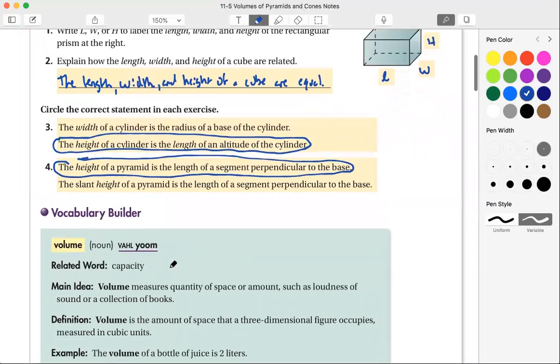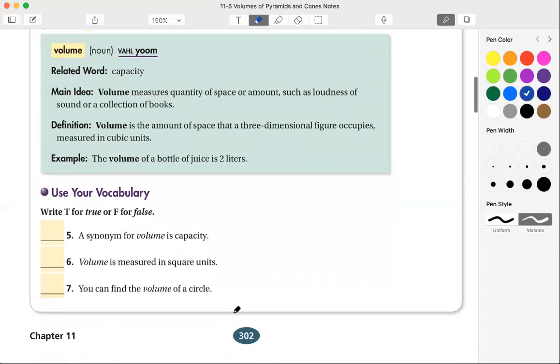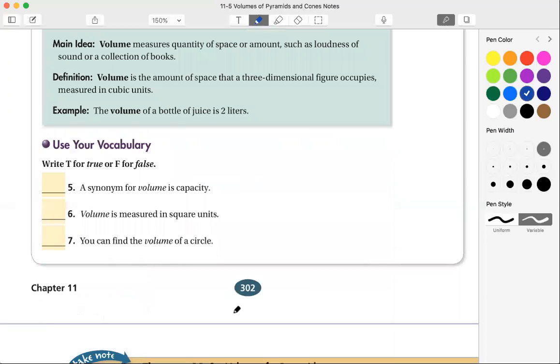Okay. All right, so volume. Volume measures a quantity or space or amount, such as loudness of sound or a collection of books. So volume is the amount of space that a three-dimensional figure occupies, measured in cubic units. The volume of a bottle of juice is 2 liters. All right, so a synonym for volume is capacity. That's true. Volume is measured in square units. That's false. You can find the volume of a circle. False.